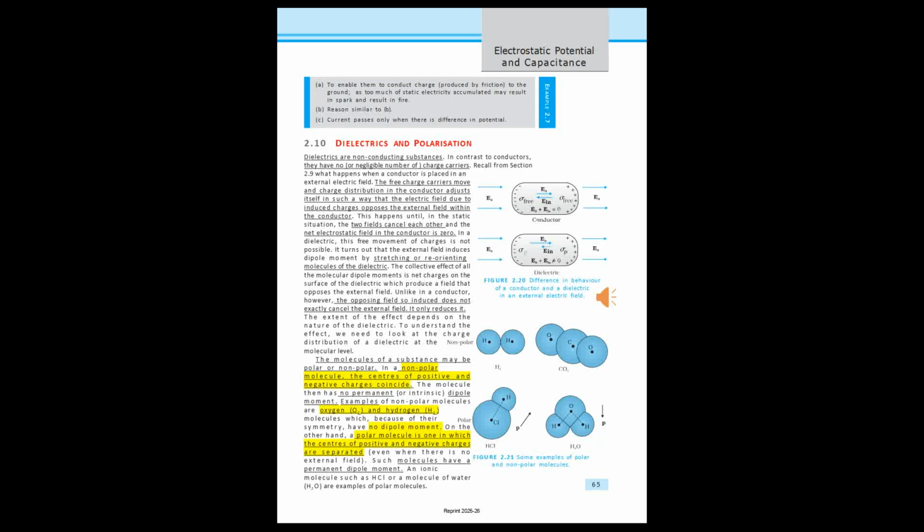On the other hand, a polar molecule is one in which the centers of positive and negative charges are separated, even when there is no external field. Such molecules have a permanent dipole moment. An ionic molecule such as HCl or a molecule of water, H2O, are examples of polar molecules.